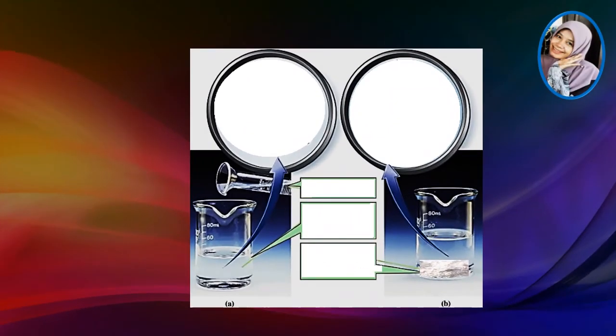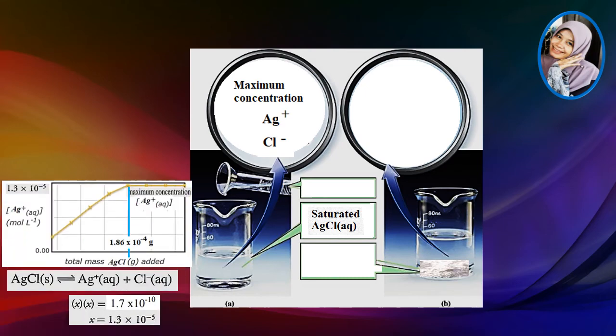Look at this situation. We already have a saturated silver chloride solution, meaning that we have maximum concentrations of silver ions and chloride ions, which is equal to 1.3 times 10 to the negative 5 respectively. Now, we add a little sodium chloride solution to the saturated silver chloride solution. Finally, we observe that there is a white precipitate formed at the bottom of the solution.